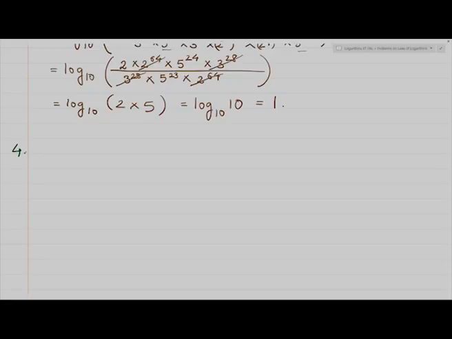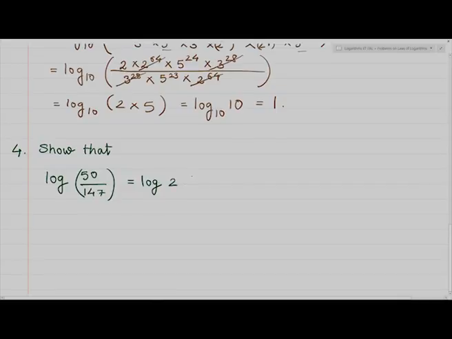So, here the problem is of equation type and I have to show something. The question is: show that, again this also uses the multiplication rule or the division rule, log of 50 by 147 is equal to log of 2 plus log of 5.